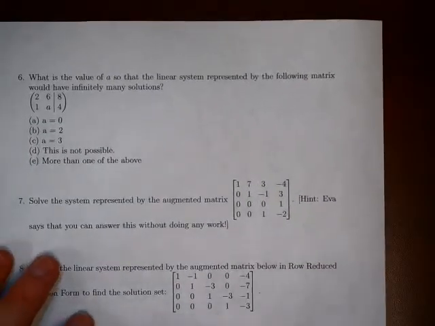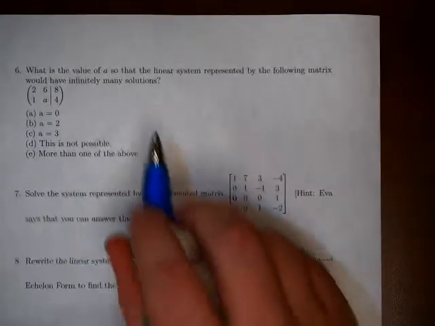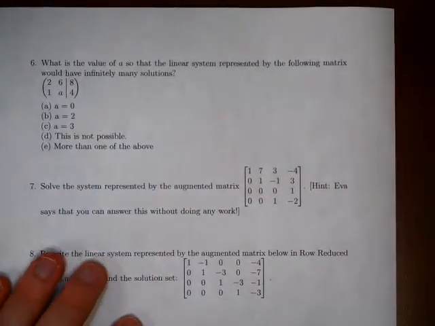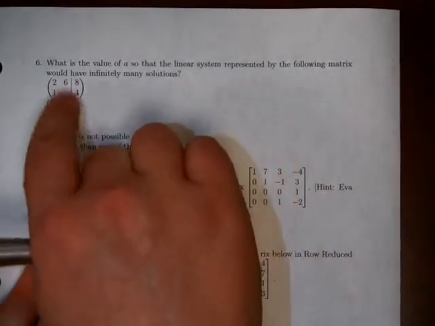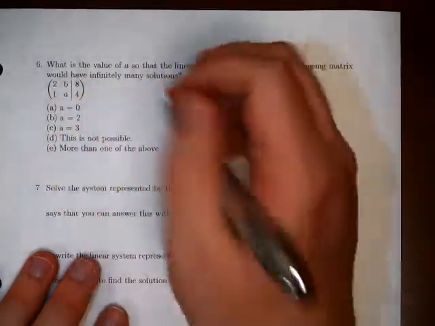Alright, so what is the value going to be of A so that this linear system is going to have infinitely many solutions? In order to have infinitely many solutions, we want to be able to end up with a free variable.